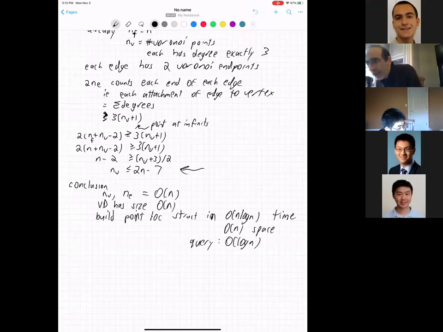What's the one-dimensional version of this problem? I've got a set of points and I want to know which two I'm between. So for that, we need binary search. So even that is going to take log n time to query and linear time to build. So we basically get 2 dimensions for the price of 1, right?